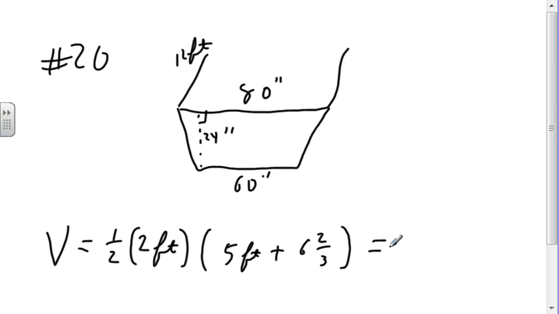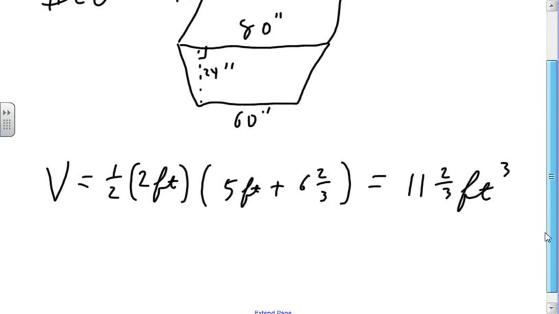Okay? So 0.5 times 2 is a wash. I don't have to put it in. And all I'm doing is saying 5 and 6 2/3, I'm just adding them. 11 2/3 feet cubed. Okay, so that's the A answer.